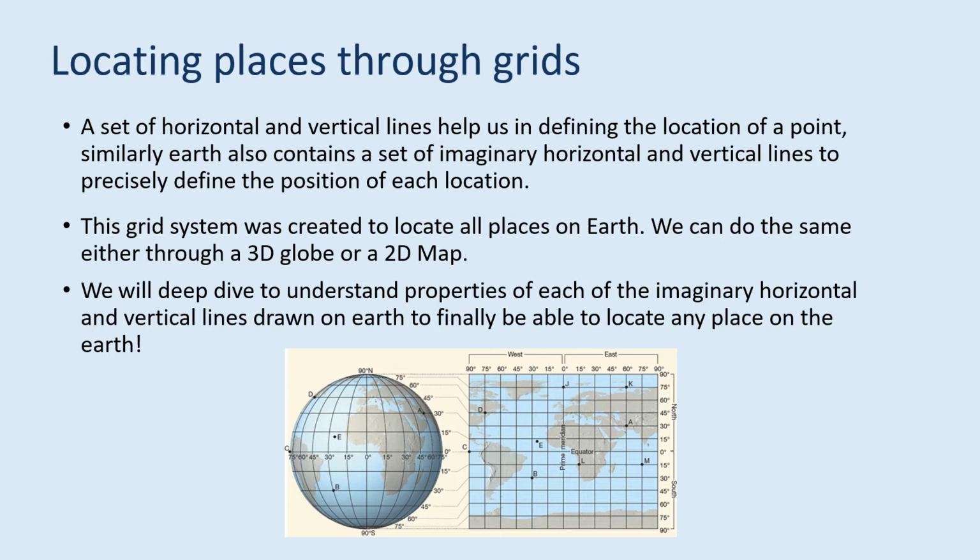A set of horizontal and vertical lines helps us in defining the location of a point. Similarly, earth also contains a set of imaginary horizontal and vertical lines to precisely define the position of each location. This grid system was created to locate all places on earth. We can do the same either through a 3D globe or a 2D map.